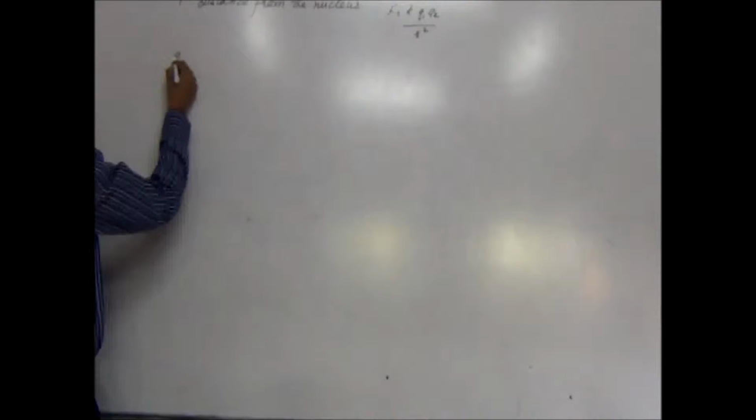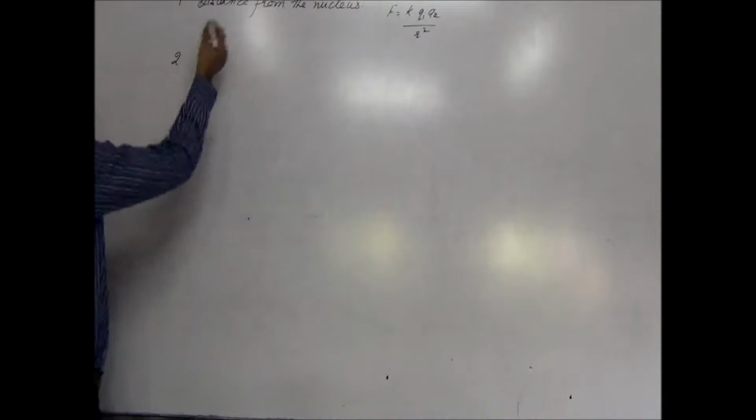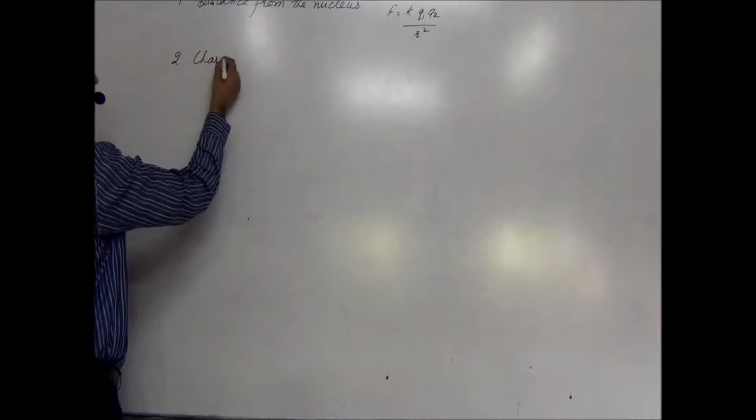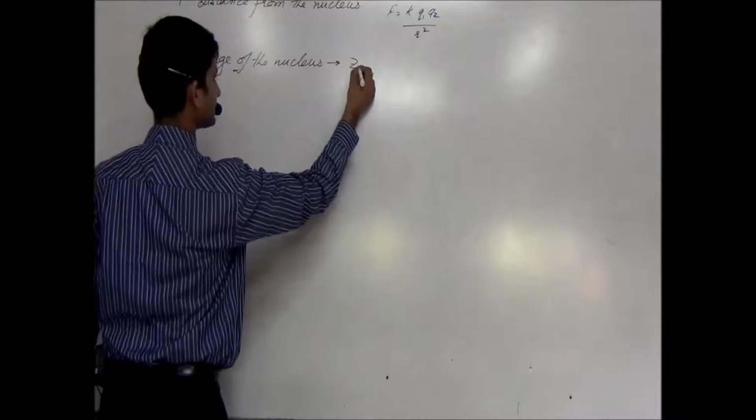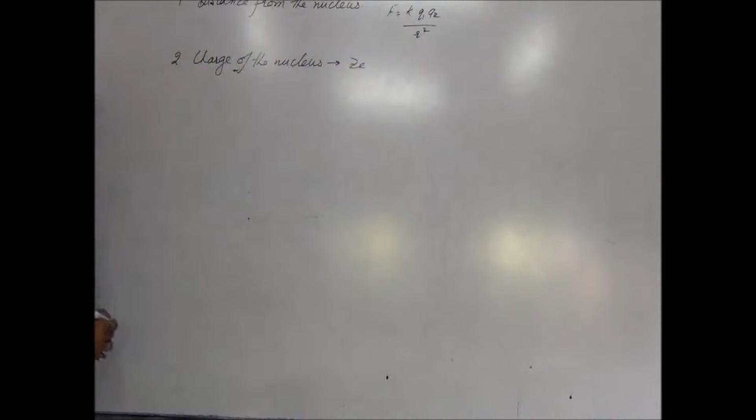Then we talked about a second factor, charge of the nucleus. Obviously that is already covered up, and that's what we call as ZE. ZE is the charge of the nucleus. So that also is very obvious.